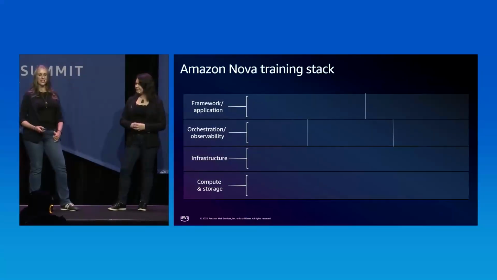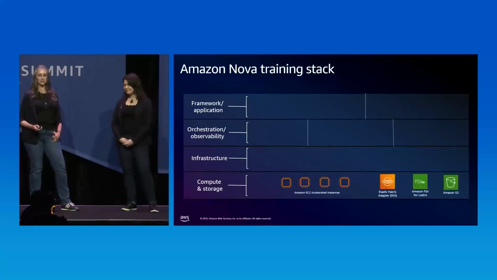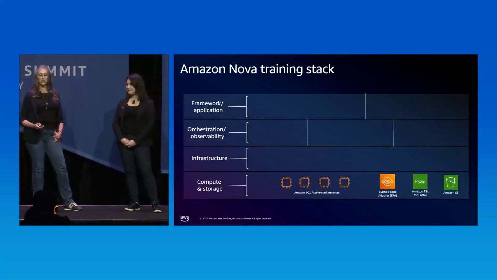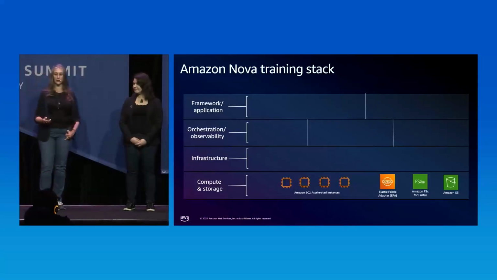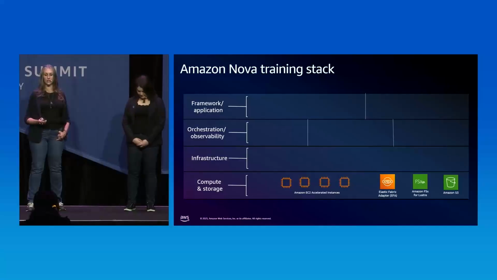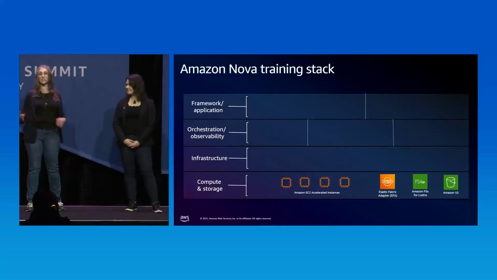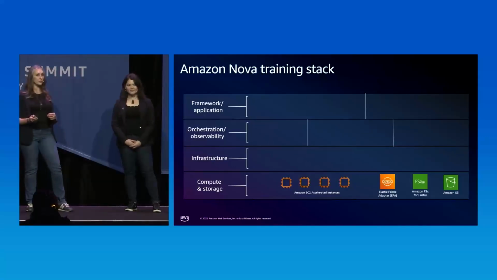We'll take you through the stack from compute and storage all the way up to the frameworks and applications that the team used. Starting with compute, Nova was built by using large fleets of both NVIDIA and Trainium accelerators for strong price to performance. AWS Trainium chips were purpose-built by AWS, specifically for training and inference to deliver high performance while reducing costs. Again, we're talking thousands to tens of thousands of accelerators, and the team were able to switch between the NVIDIA graphics processing units and the Trainium neural processing units to achieve equivalent model performance.